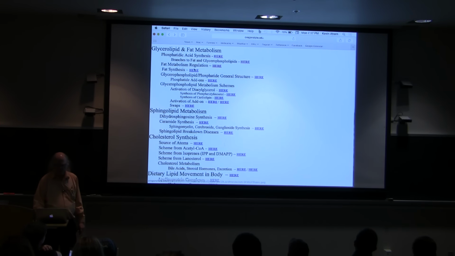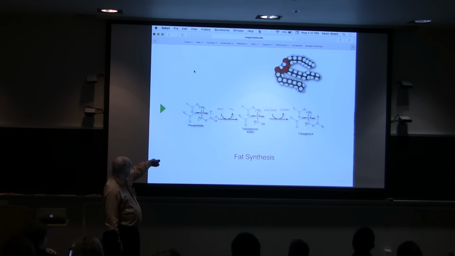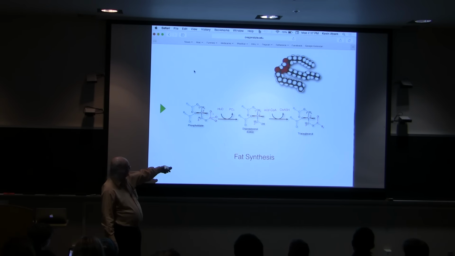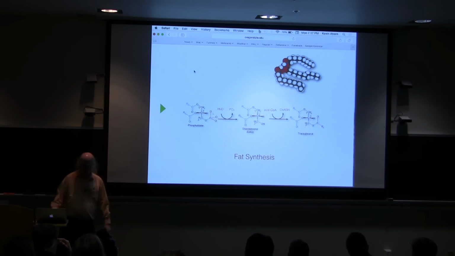Where am I at? Fat synthesis, okay, which is what I got distracted from. Fat synthesis is simple. You take the phosphate off of phosphatidic acid. It leaves you with diacylglycerol, and you put a fatty acid on position 3, and you have a fat or an oil.